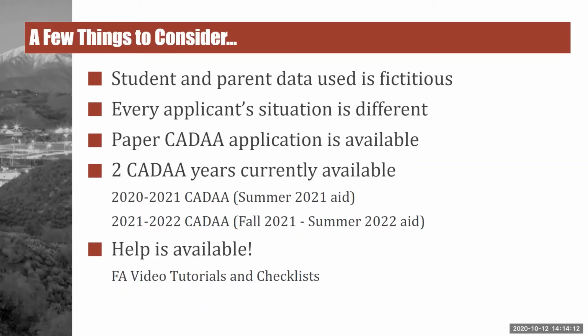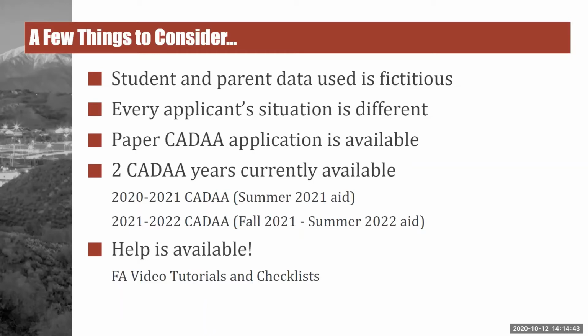Something else to consider is that we will be reviewing the online California DREAM Act application. There are, however, other alternative formats, such as a paper DREAM Act application, which is available as a PDF file. Please choose the format that will best suit your needs. Also keep in mind that there are 2 application years currently available, the 2020-2021 application and the 2021-2022 application. Make sure to complete the application year based on when you are going to enroll in college courses.